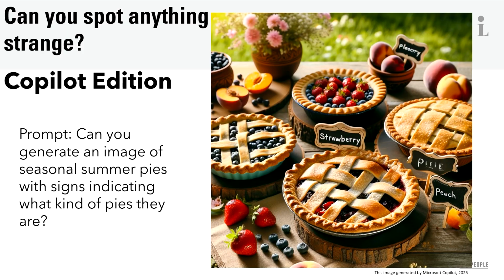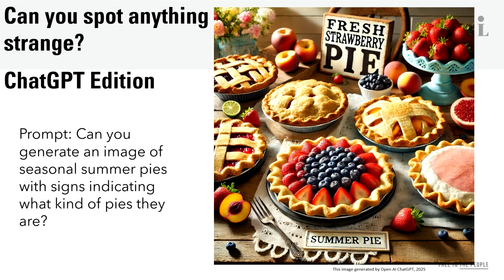All right, let's go over and see how ChatGPT has done. All right, take a moment. Similar, see if you can spot anything strange about this picture. You can see similar themes. We've got peaches, we've got strawberries, we've got blueberries. So it seems like that's a universally accepted summer pie indicator.